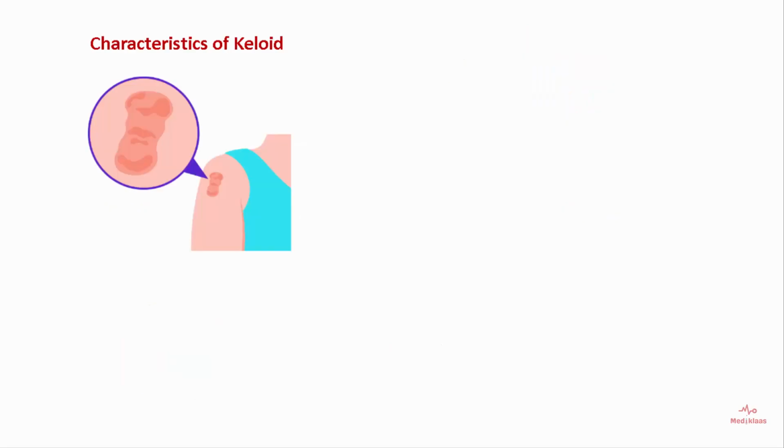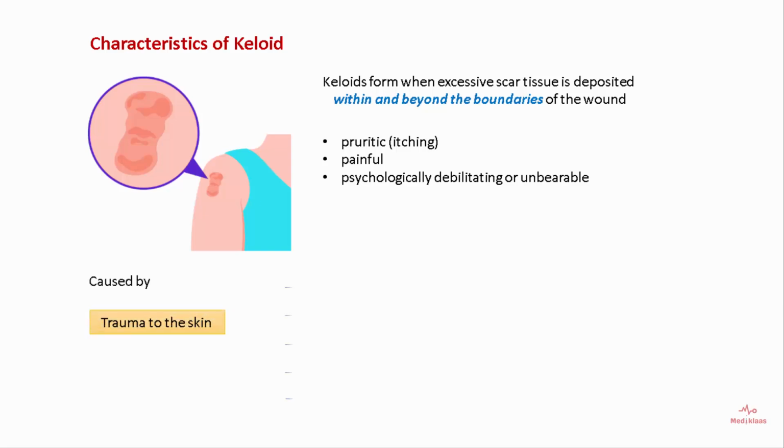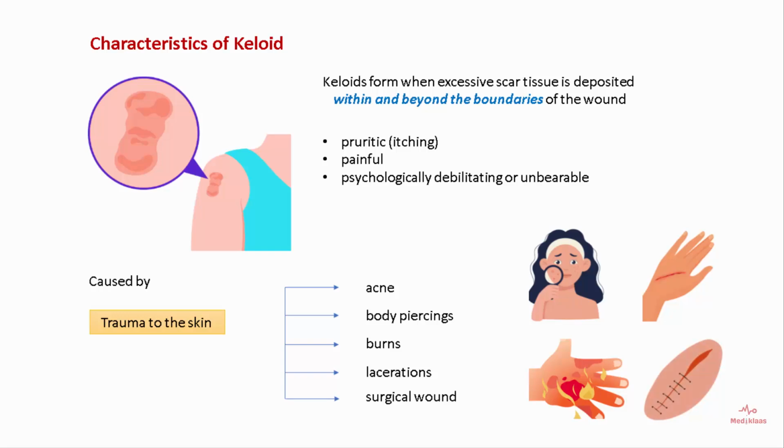So, what are the characteristics of a keloid? Keloids form when excessive scar tissue is deposited within and beyond the boundaries of the wound. It could be pruritic, that is, it may cause itching, it could be painful, or psychologically unbearable. It is caused by trauma to the skin in conditions like acne, body piercing, burns, lacerations, and surgical wound.